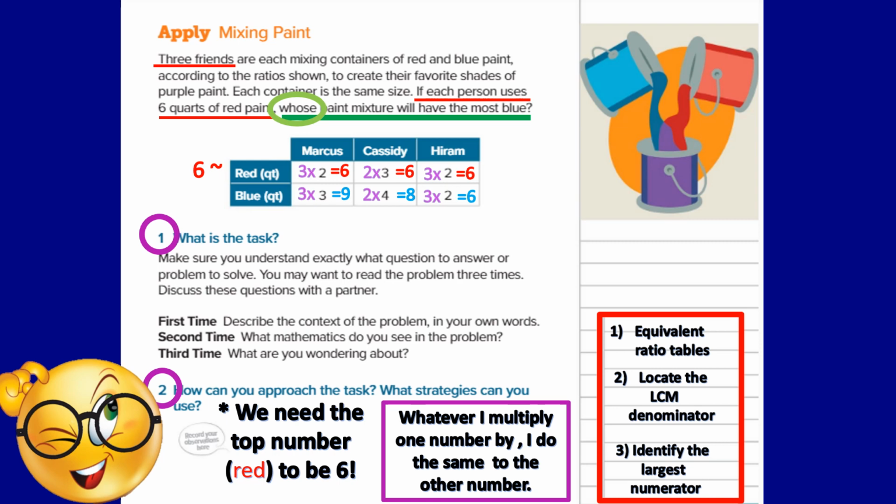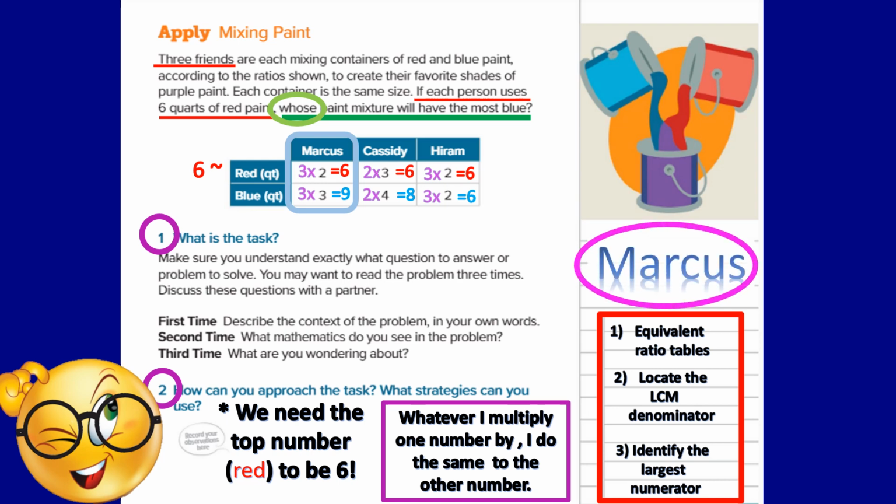Now that all of the red top numbers are 6, then all I have to do is look at the bottom number and figure out which one's bigger. The one that's bigger is Marcus. So Marcus is the answer that we're looking for because we're looking for whose paint mixture will have the most blue.